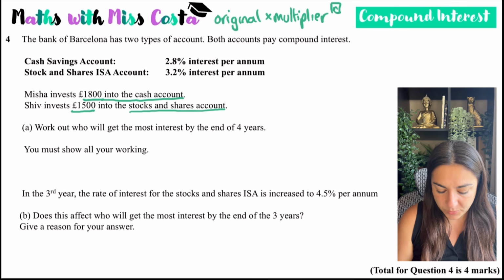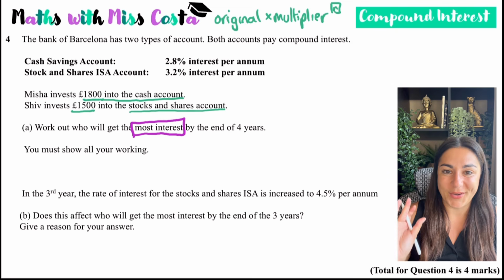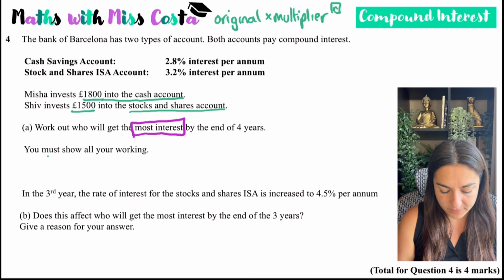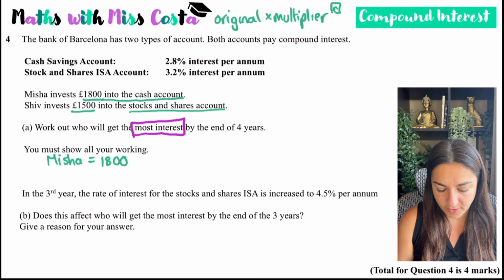It says work out who will get the most interest by the end of the 4 years. So just be careful you don't get caught out by that. So let's use our formula. So for Misha, we're going to do 1,800 times by the multiplier.